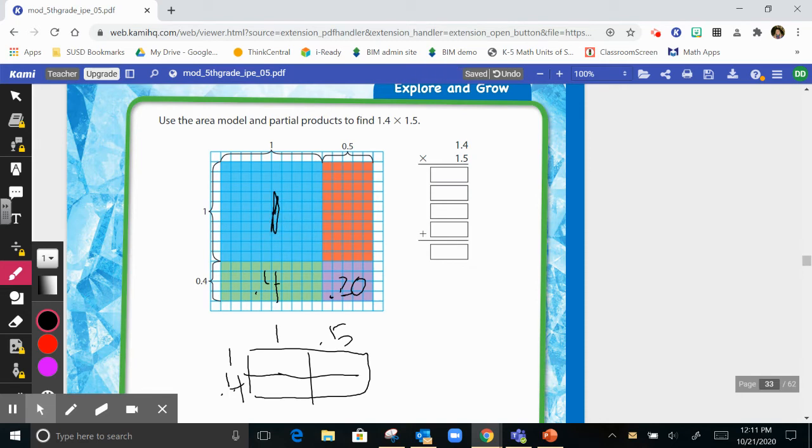And over here in the red, 5/10 times 1 whole. Remember, a whole times a tenth is going to give me a tenth. My answer will end in the tenths place. So 5 times 1 is 5. So it would actually be 5 tenths.